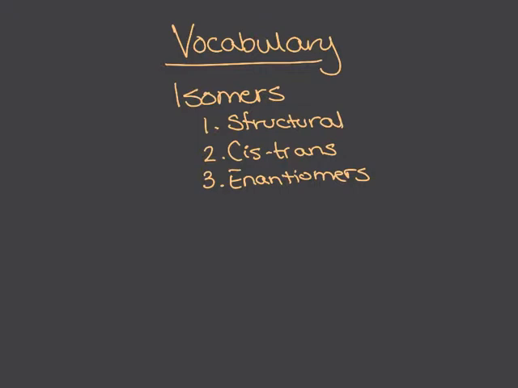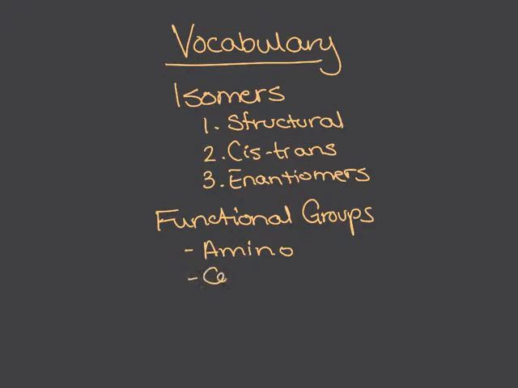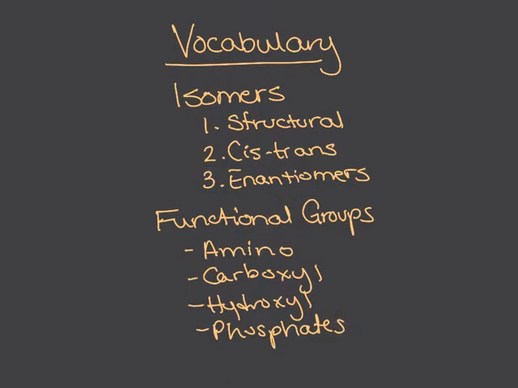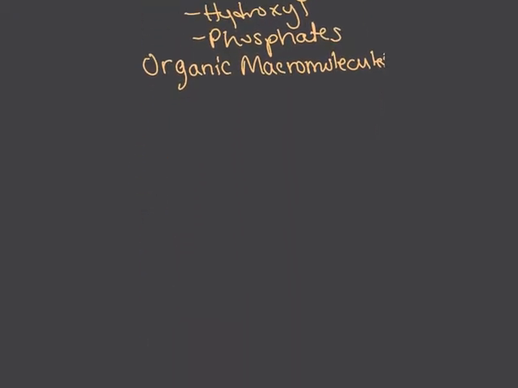After that, we'll go on to talking about the different functional groups. And there are 4 main ones that you need to be responsible for. They're going to be the aminos, the carboxyls, the hydroxyls, and the phosphates. And then once we're done with that, we'll start talking about the organic macromolecules.